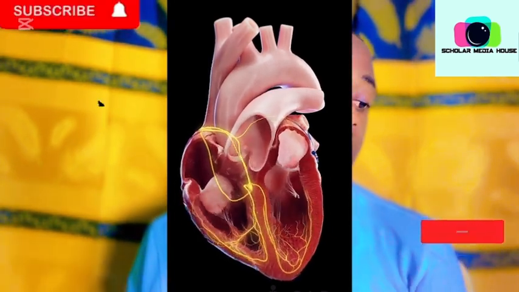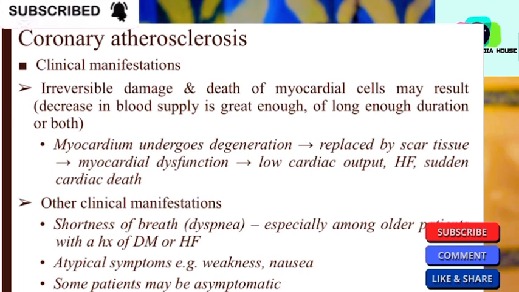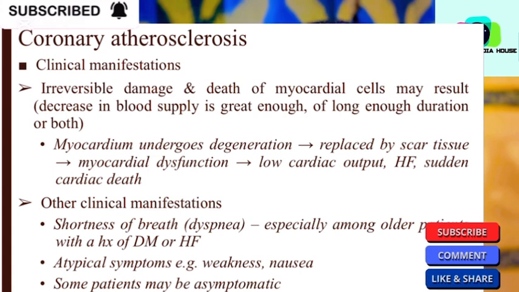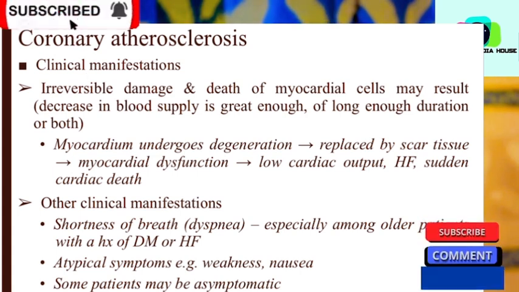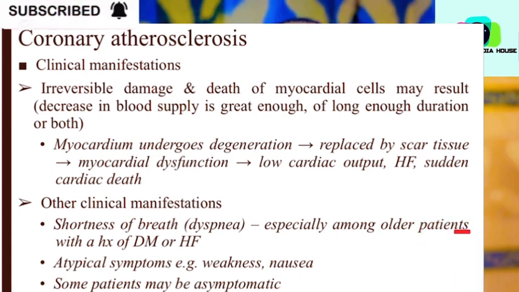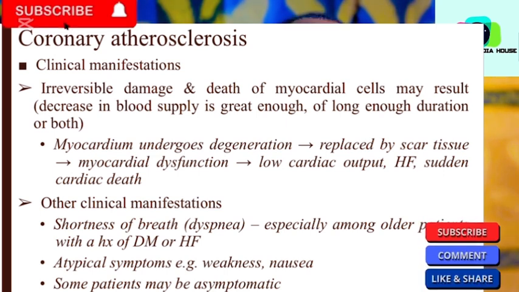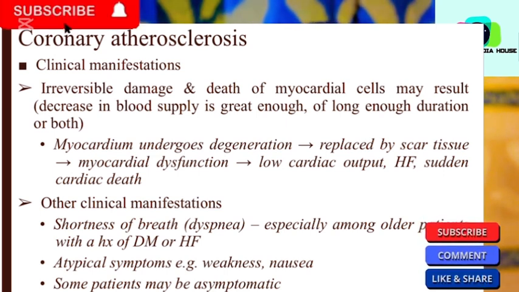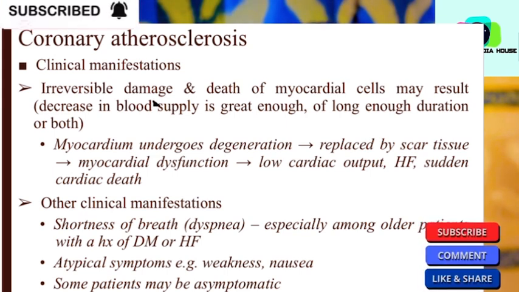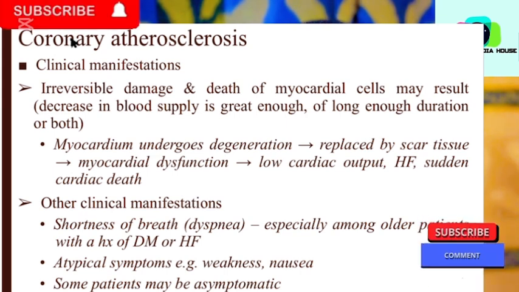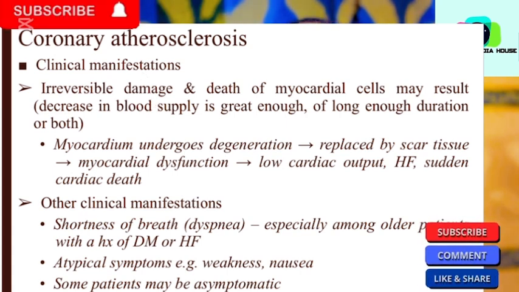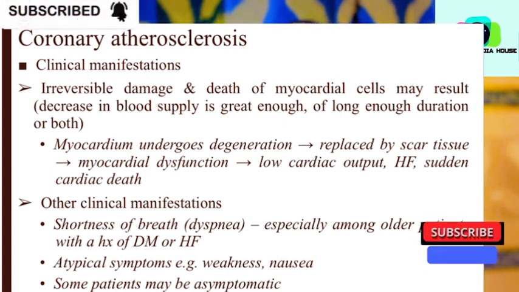Other clinical manifestations may also include shortness of breath, which we call dyspnea, especially among older patients. So if somebody has atherosclerosis, another clinical manifestation to watch out for is shortness of breath, especially in older patients. And then there will be typical symptoms, which are weakness and nausea. The person will feel like vomiting and will feel weak.